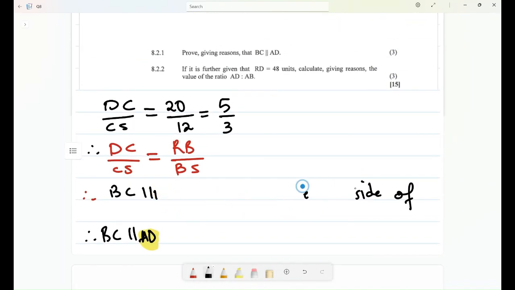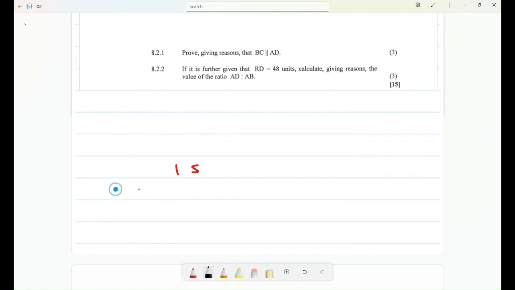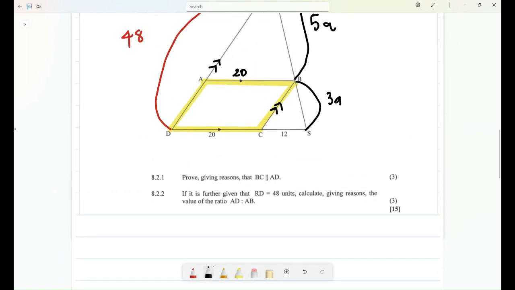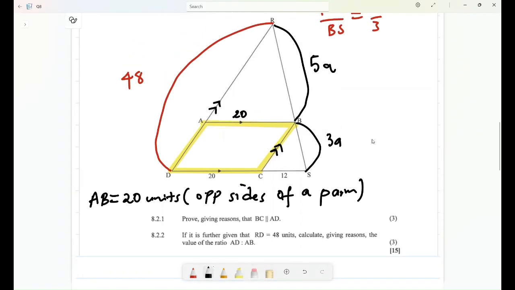Let me remove this. Because the examiner has to know where we get it, we'll just say AB is equal to 20 units, because opposite sides of a parallelogram are equal. Now can we find AD? Because we need AD.